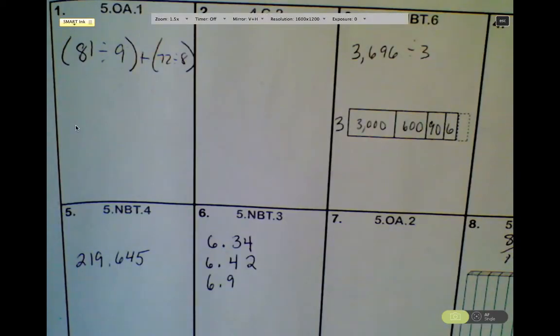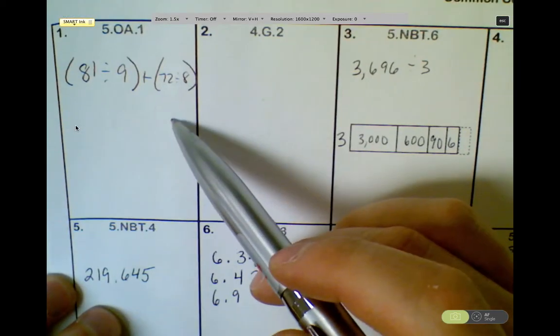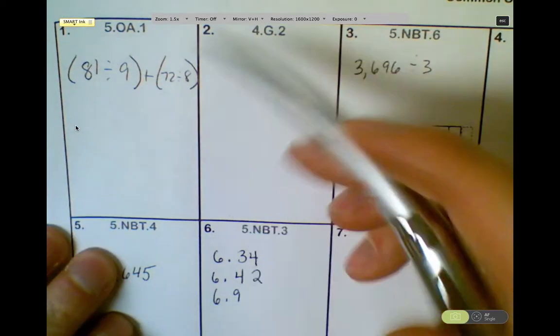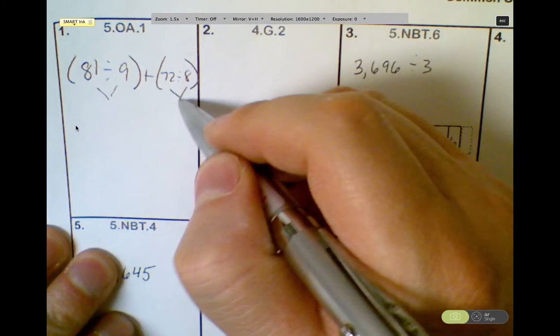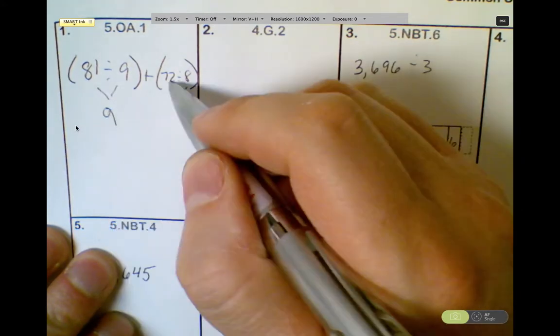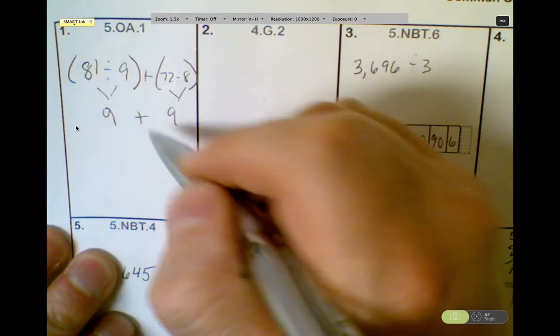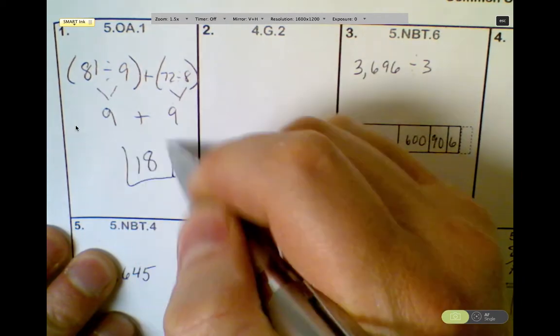All right, Simple Solutions Lesson 41. Number 1, it says 81 divided by 9 plus 72 divided by 8 in parentheses. We're going to do the parentheses first. 81 divided by 9 is 9. 72 divided by 8 is also 9. 9 plus 9 is 18.